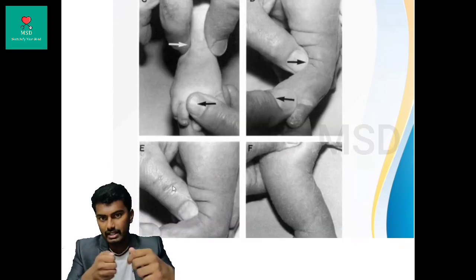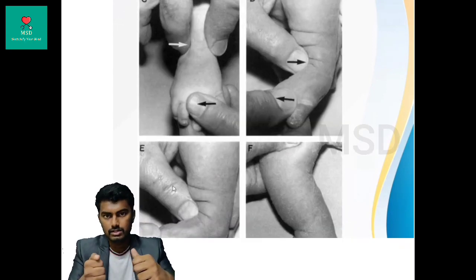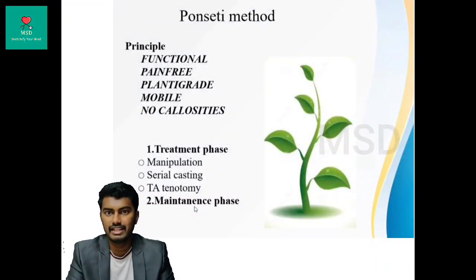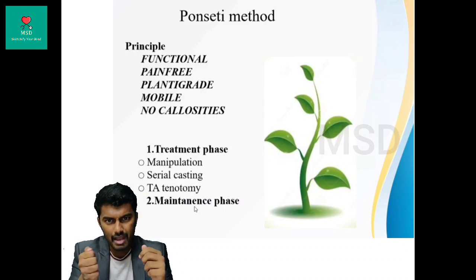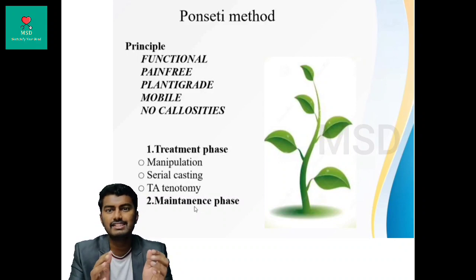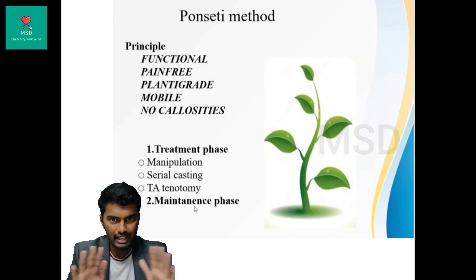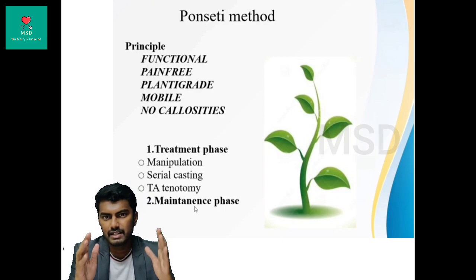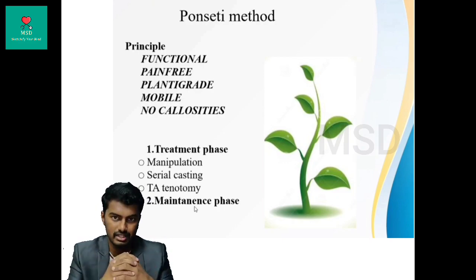Then what he did was, he just abducted it, so the ligaments could stretch. So what Ponseti considered was, he compared the young foot to a young tree. When you just bend it, it won't break, it just gives way. So this concept was made by Ponseti, where if you try to manipulate the infant's foot, it acts like a young tree. It won't break, it just gives way. So his aim of treatment was to provide a functional, pain-free, mobile foot without any callosities.